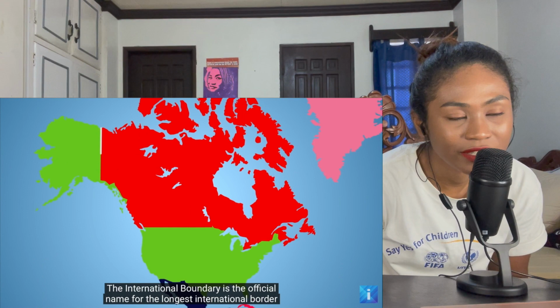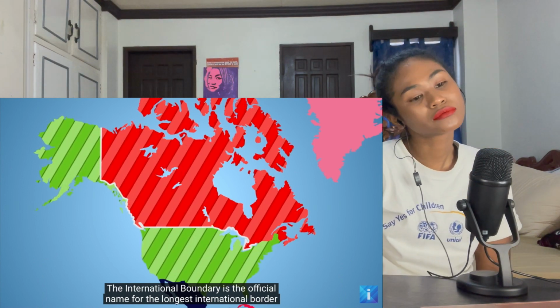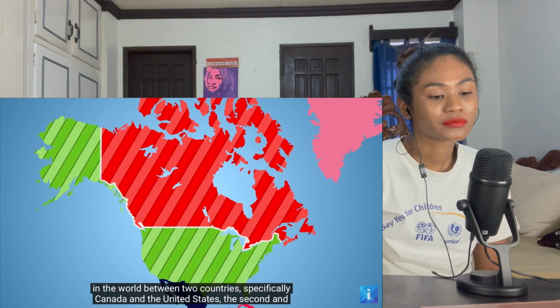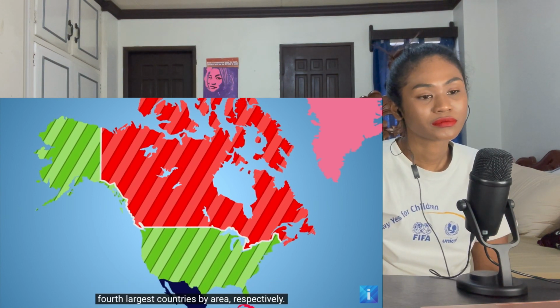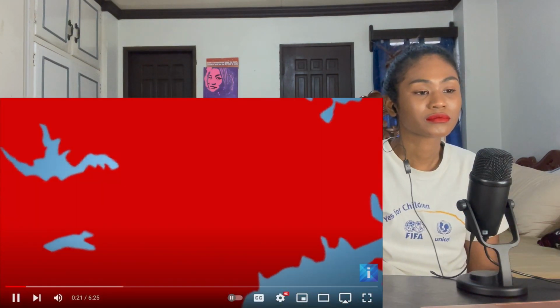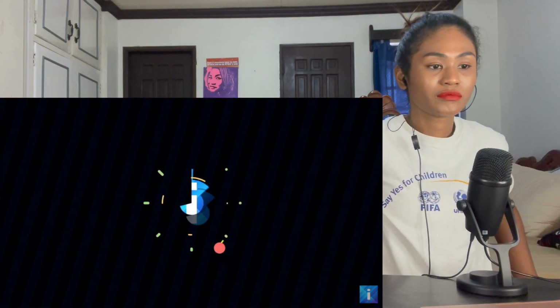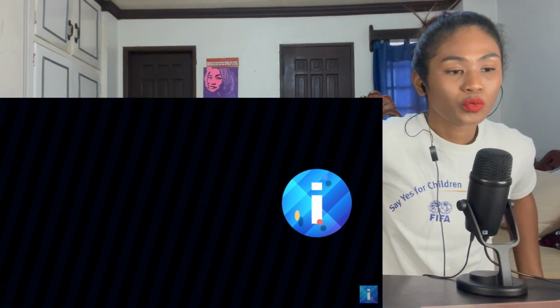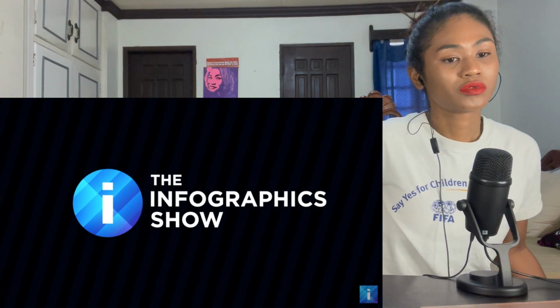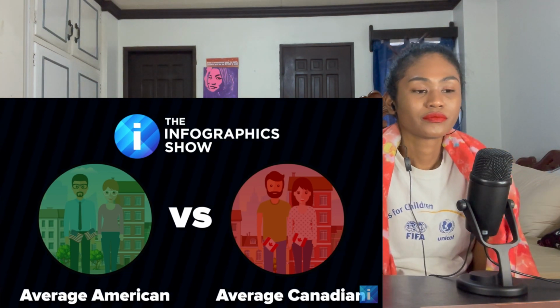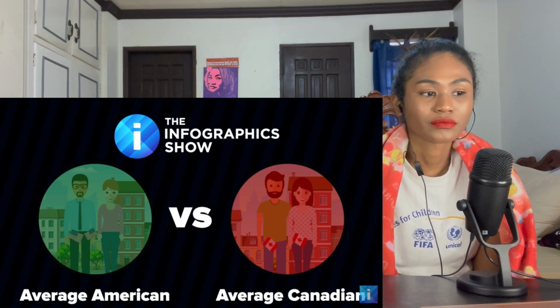The 49th parallel international boundary is the official name for the longest international border in the world between two countries, specifically Canada and the United States, the second and fourth largest countries by area, respectively. These countries have ever-increasing close cultural and economical ties and similarities. Their shared historical and cultural heritage has resulted in one of the most stable and mutually beneficial international relationships in the world. So how do their populations compare? With so much in common between these two nations, we thought we'd take a look and see just how similar and different the everyday person is in this episode of the Infographics Show, Average American versus Average Canadian.